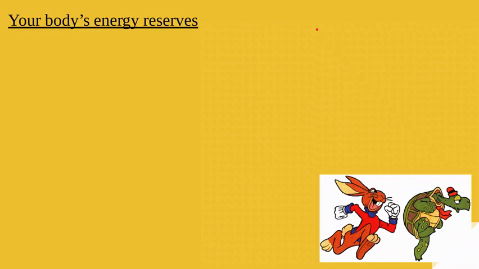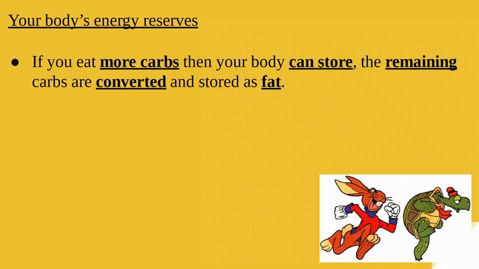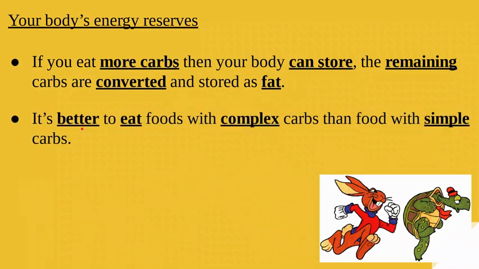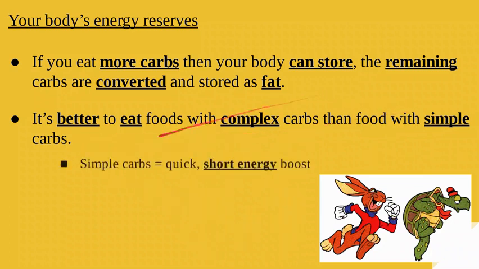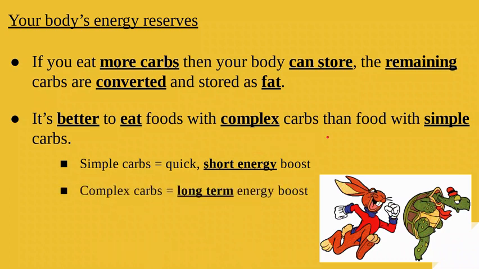Now, in terms of your body's energy reserves, if you eat more carbs than your body can store, as we've learned already, the remaining carbs, or energy, are converted and stored as fat for later use. It's better to eat foods with complex carbs than foods with simple carbs. Simple carbs are used quicker by your body and give you a short term energy boost. Complex carbs are used for long term use and give you long term energy boosts.